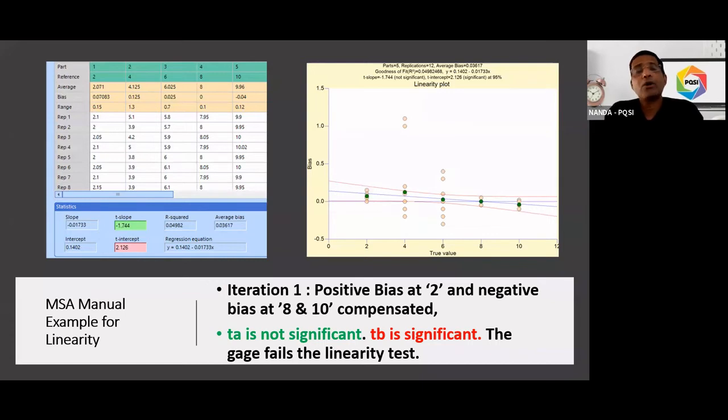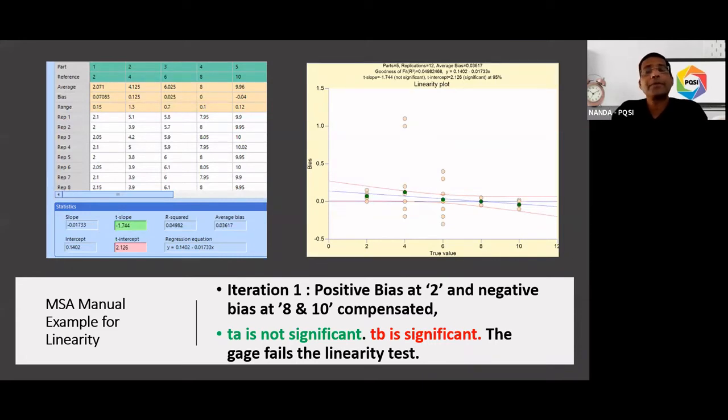So when you do that, what happens is the significant slope has been reached. So now when I compute it with GaugePack, it gives a green signal on slope. So the T slope is now green, which means slope is okay. Slope is not significant. But I still have TB is significant. So the gauge still fails the linearity test. Okay, the gauge is still not okay. Although I have fixed one problem, I need to fix another problem.